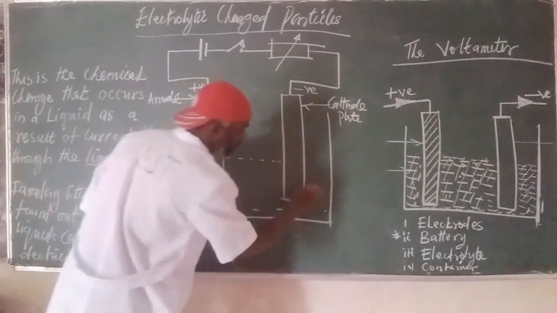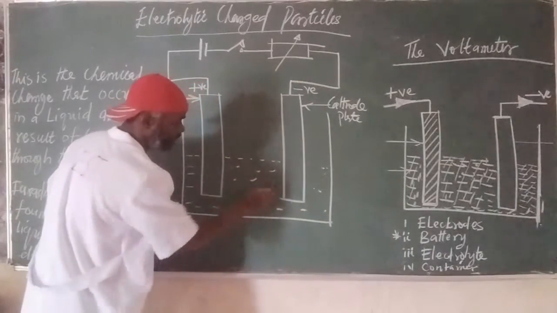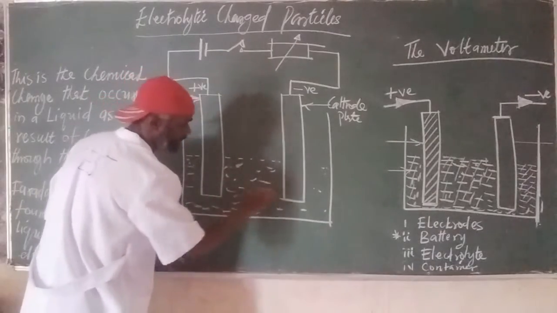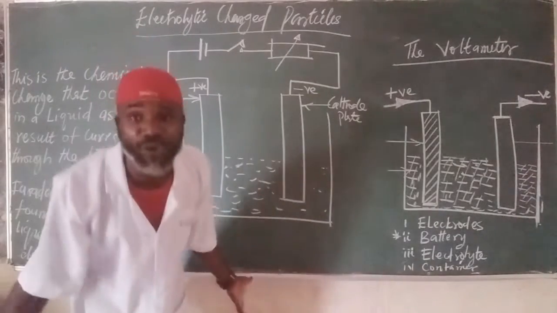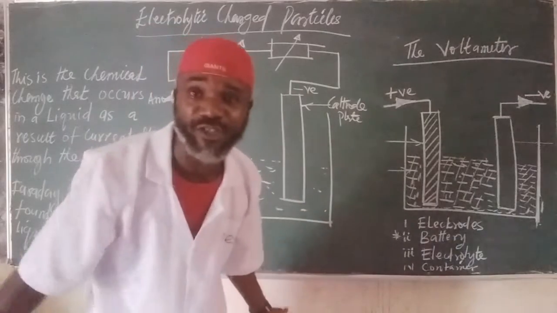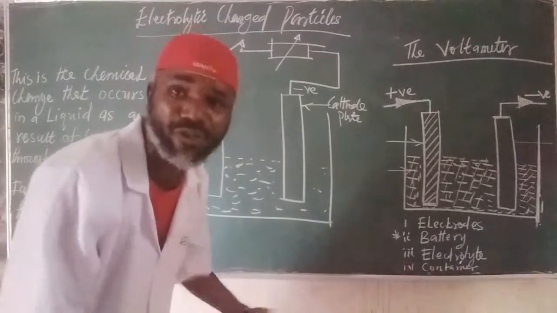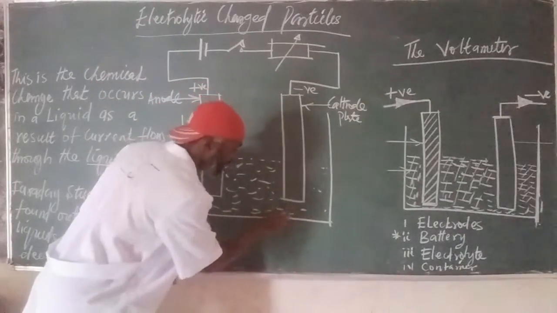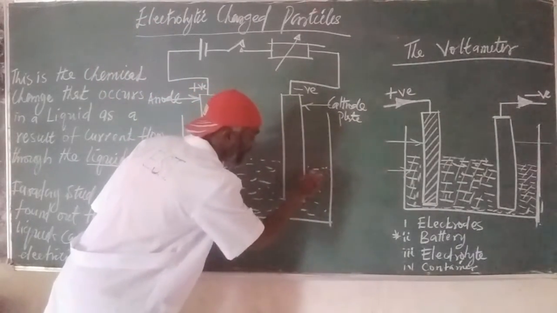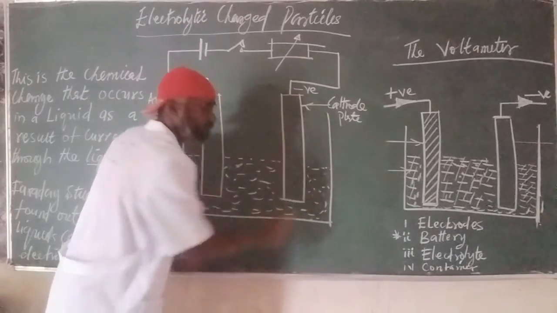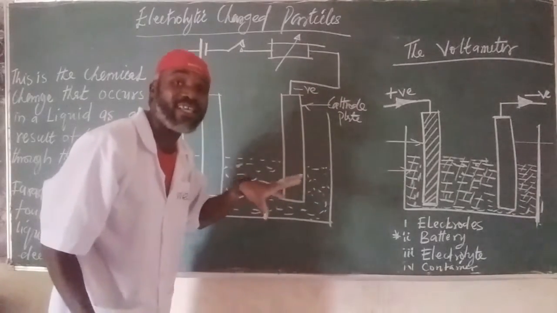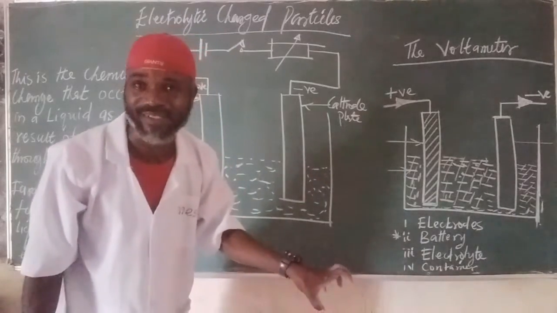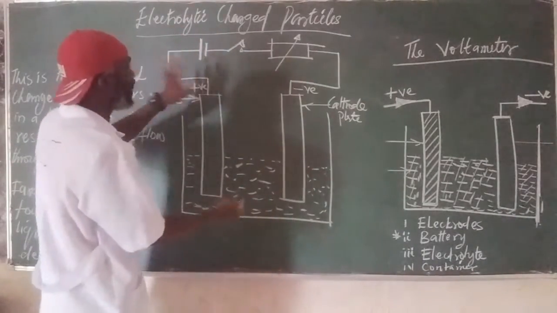This symbol you are looking at represents liquids, electrolytes. Maybe this time around it could be hydrochloric acid, it could be tetraoxosulfuric acid, it could be just normal salt. So far it can conduct. But my interest is not the type of solution it is. My interest is an electrolyte. That's my interest. So what happens? Look at this.